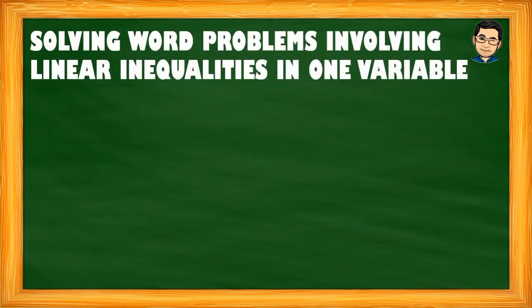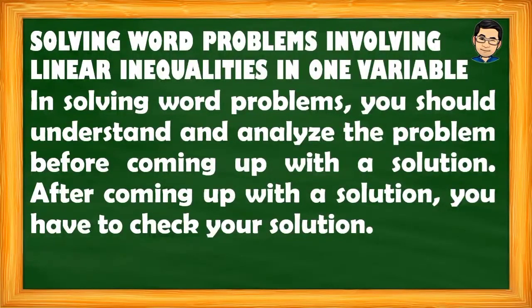Solving word problems involving linear inequalities in one variable. In solving word problems, you should understand and analyze the problem before coming up with a solution. After coming up with a solution, you have to check your solution. Unlike a linear equation, when we solve word problems on linear inequalities, we consider the inequality symbol. We need to analyze which inequality symbol is appropriate to use. Unlike an equation, where it is automatically an equal sign.